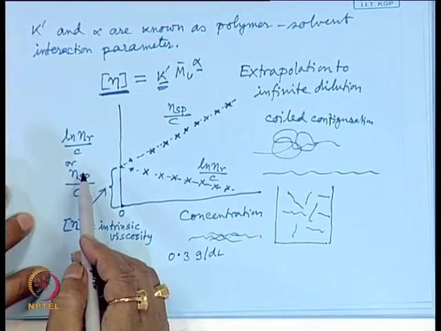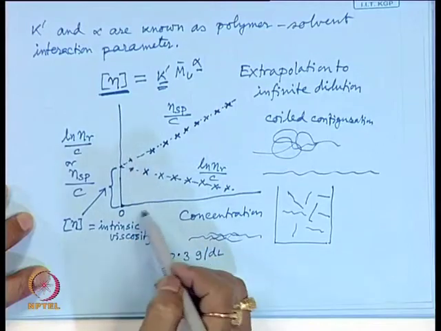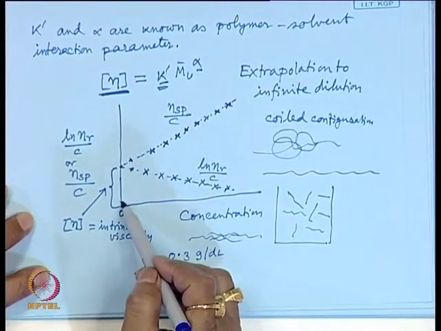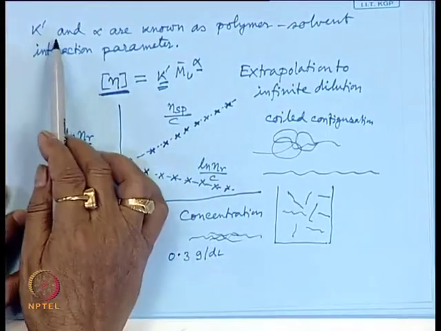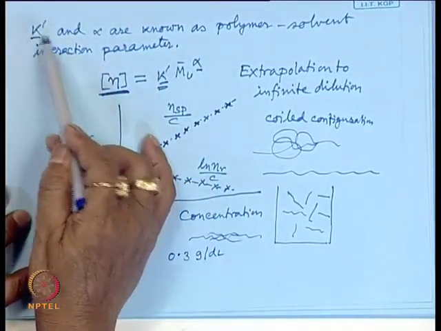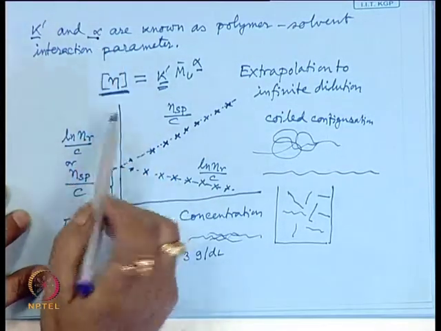During your lab class, you take one polymer sample, dissolve it in a suitable solvent, say for example, take some quantity of polymethyl methacrylate, dissolve in chloroform or benzene, measure the flow times and then calculate these viscosity parameters. Then after plotting, you get this intrinsic viscosity, and then from the data book you get the values of this K prime and alpha, polymer-solvent interaction parameters, at that temperature at which you have measured the flow times, and you can calculate the molecular weight.